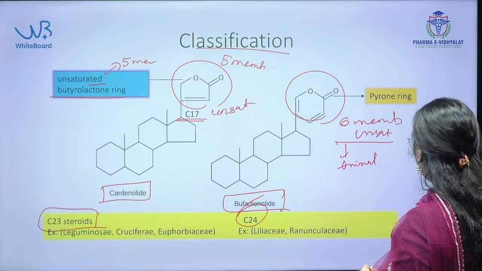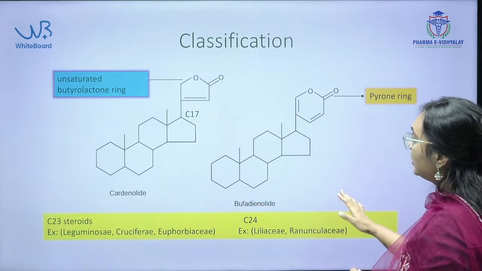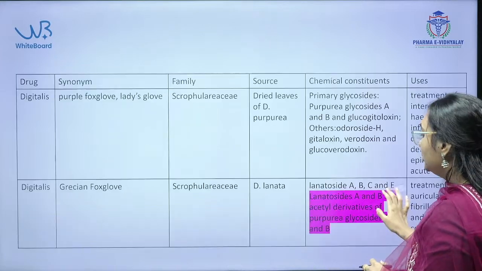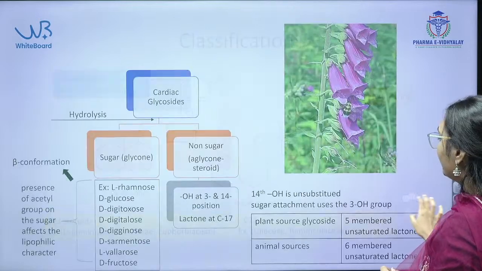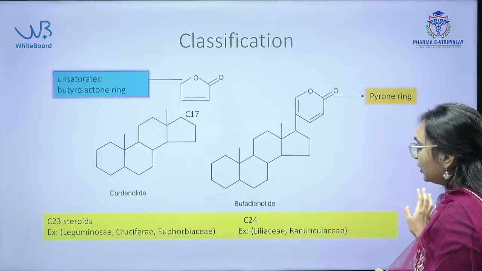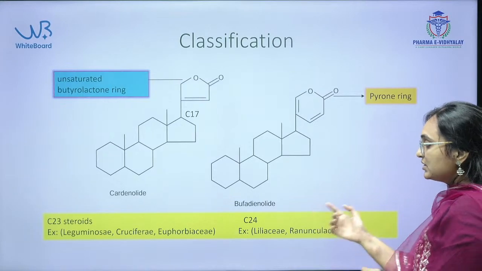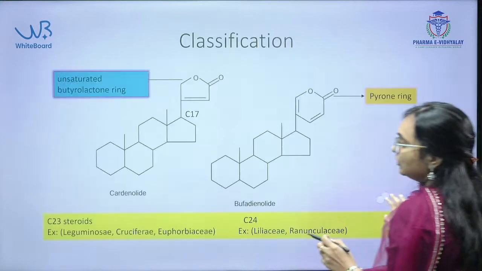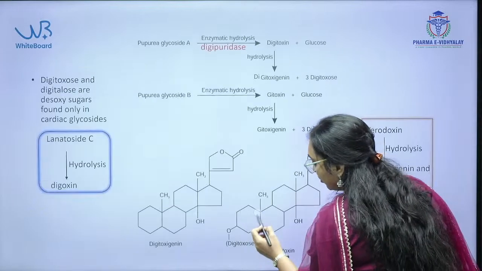I will just correct this one: bufadienolides have an animal source also. They are 6-membered unsaturated lactones. Liliaceae and Ranunculaceae are other examples, which have the C24 ring.